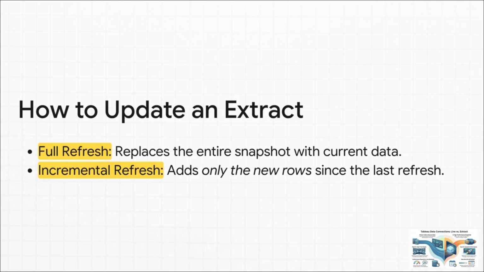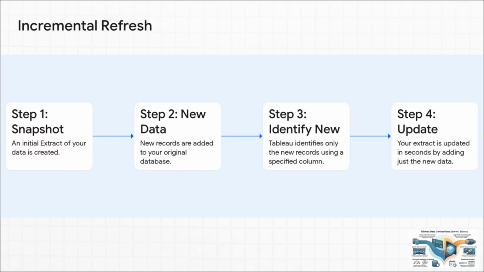The first is a full refresh. Super simple. It just tosses out the old data and pulls in a completely new snapshot. But then there's the smarter and way faster option, an incremental refresh. And this is where you can really start to get the best of both worlds. You just tell Tableau, hey, look at this column, like an ID number or a timestamp, and it will only grab the new rows that have been added since the last time it checked. It just tacks them on the end. We're talking about turning a refresh that could take an hour into something that takes just a few seconds. For big data sets, it's a total game changer.